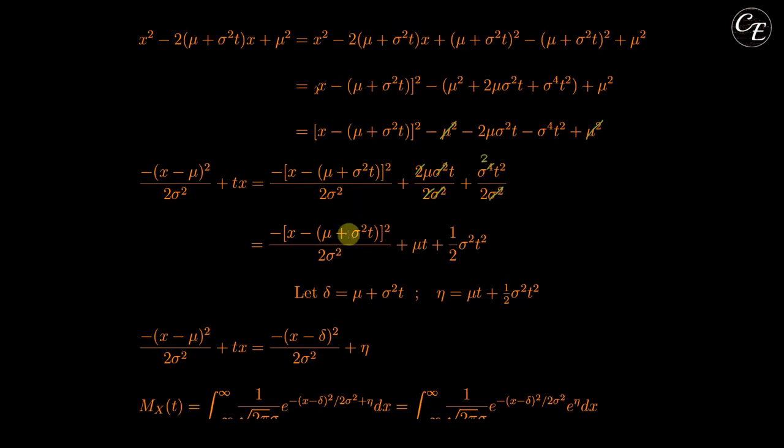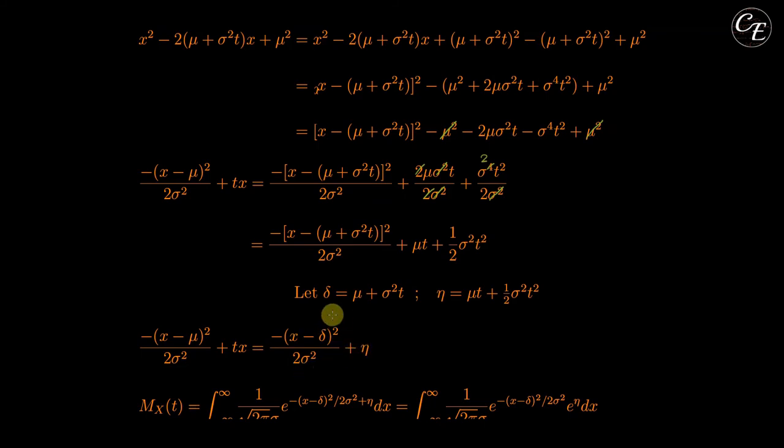So let us assign this one to be delta, which is mu plus sigma squared t, and this one as eta, which is mu t plus 1/2 sigma squared t squared. They are all constants. Then this one will become negative x minus, this one is delta, then over 2 sigma squared, then plus this one is eta.